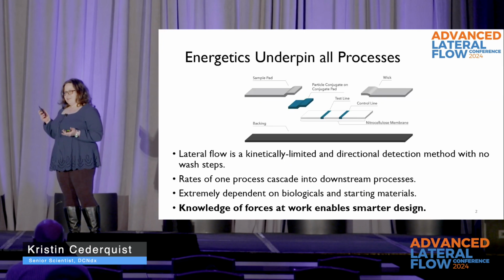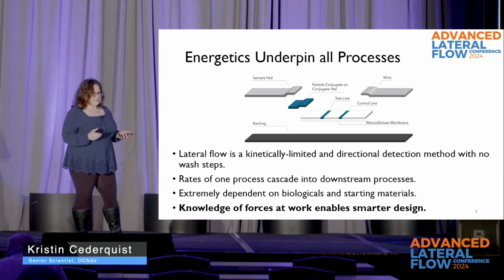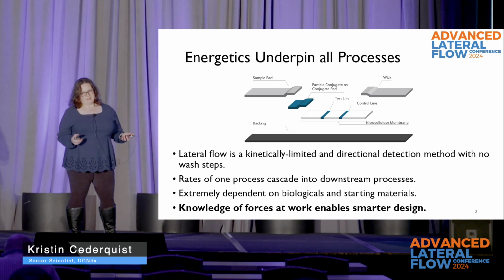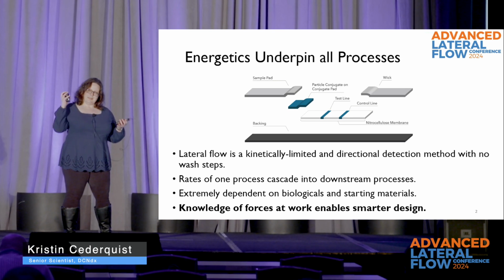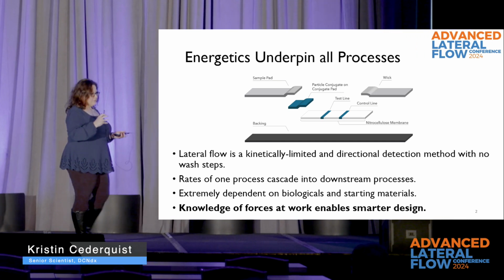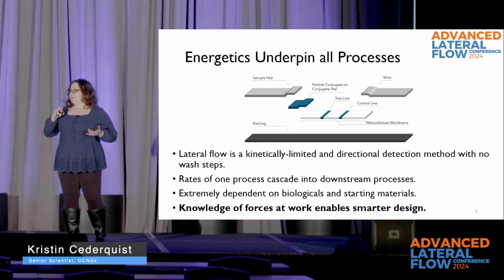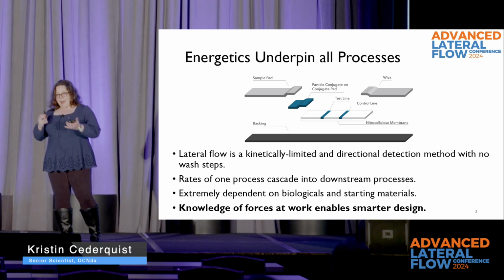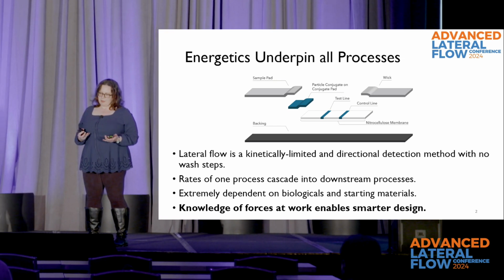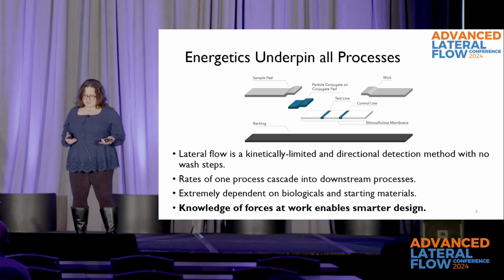The first thing I want to really emphasize is that energetics underpin everything. So in a lateral flow strip, you have the rate of release of the conjugate, the rate of the conjugate capturing the analyte, the rate of that entire thing flowing up the strip, the rate of the nitrocellulose membrane wetting, the rate that the test line captures the conjugate, the rate that the wick pad absorbs all of that liquid. So these are all identifiable and discrete processes.